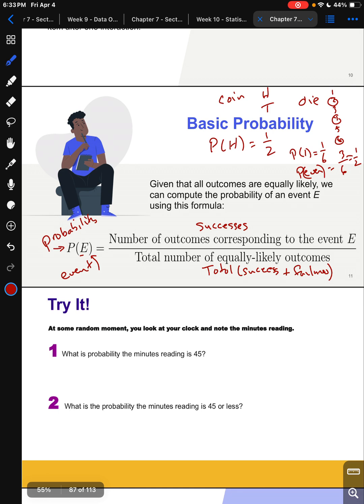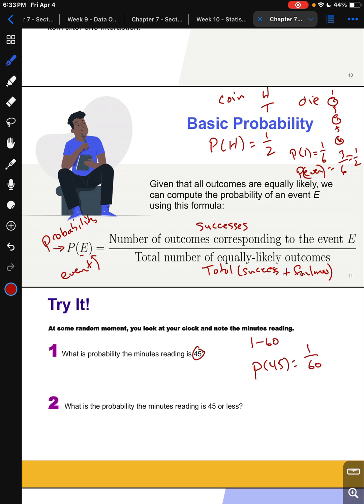At a random moment, you look at the clock and note the minutes reading. What is the probability that the minutes reading is 45? How many minutes are there in an hour? There are 60 minutes in an hour, 1 to 60. So the probability that it's exactly 45 minutes would be 1 out of 60.